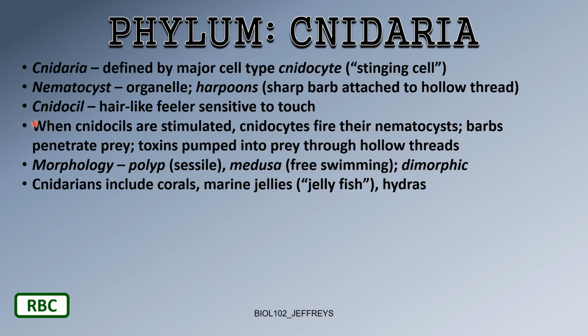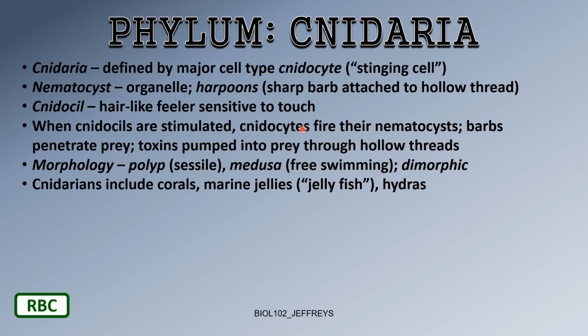So, cnidocils are hair-like feeler cells, extensions sensitive to touch. Now, when cnidocils are stimulated, the cnidocytes, stinging cells, fire their nematocysts with their little harpoons. The barbs of the harpoons penetrate prey, and then the animal, the cnidarian, pumps toxins through the hollow thread into the prey, and that's how they subdue their prey. Isn't it amazing? And these are simple little animals.